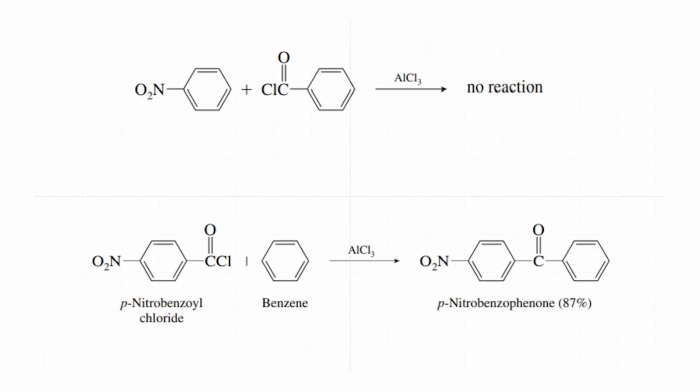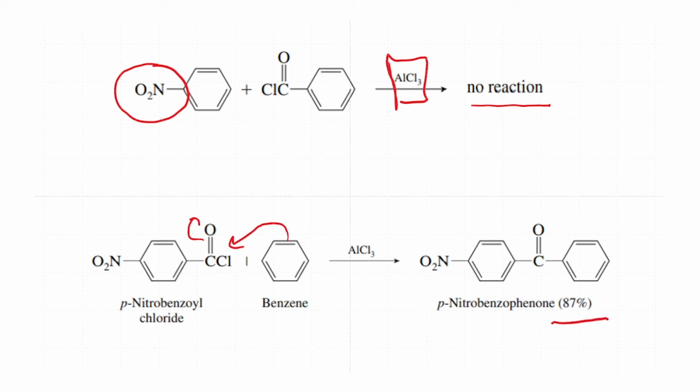Now, when we react 4-nitrobenzene with benzoyl chloride, nitro is a very strong electron withdrawing group, and therefore Friedel-Crafts acylation reactions do not occur under these conditions. So therefore there is no reaction that happens. Whereas in the other scenario, where we start with 4-nitrobenzoyl chloride and react it with benzene, the reacting group is actually benzene over here, and therefore this reaction occurs without difficulty, and the yield of 4-nitrobenzophenone is 87%.